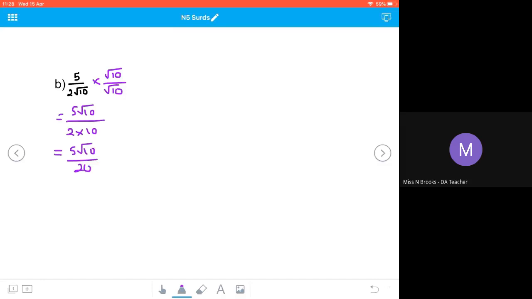Now root 10 is in its simplest form because it has no perfect square factors: the factors of 10 are 1, 2, 5 and 10, and none of them are perfect squares. However, we can simplify that fraction because 5 and 20 have a common factor of 5. So 5 goes into 5 once, and 5 goes into 20 4 times. So our final answer is root 10 over 4.